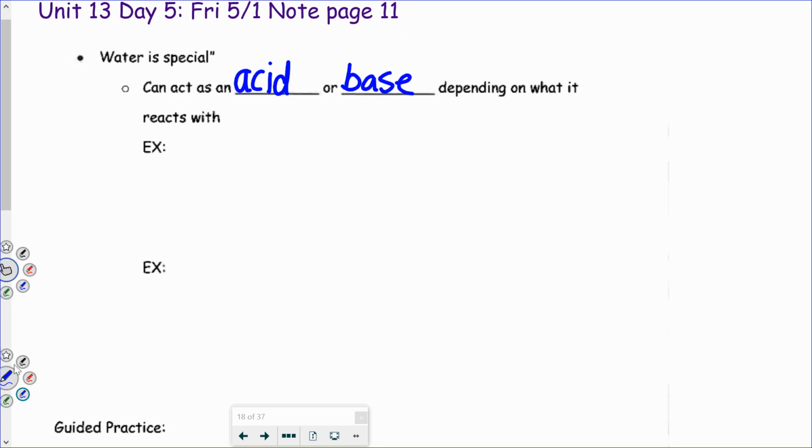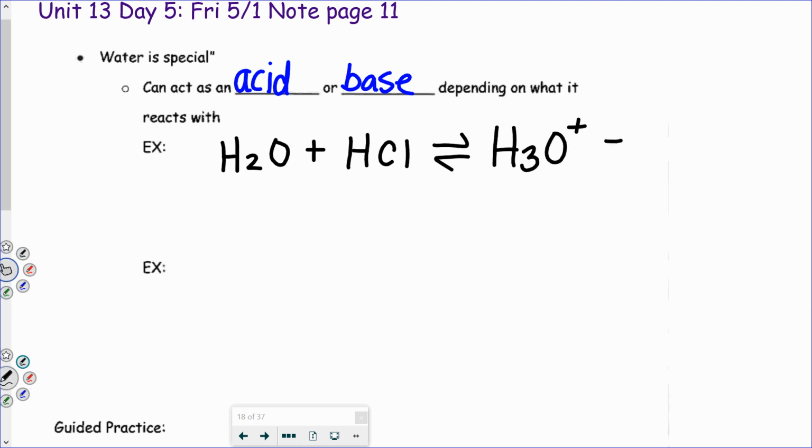Okay, so here's our first example. We're going to write this down. So I've got H2O, which is water, and I've got HCl, hydrochloric acid. I'm going to draw a double-sided arrow. I get H3O plus, and I get Cl minus. Okay, so our first step whenever we're doing conjugate acid-base pairs is we need to pair up the 2 pairs. So we're going to look at our first substance, H2O. Okay, here's H2O. I need to go to the product side now.